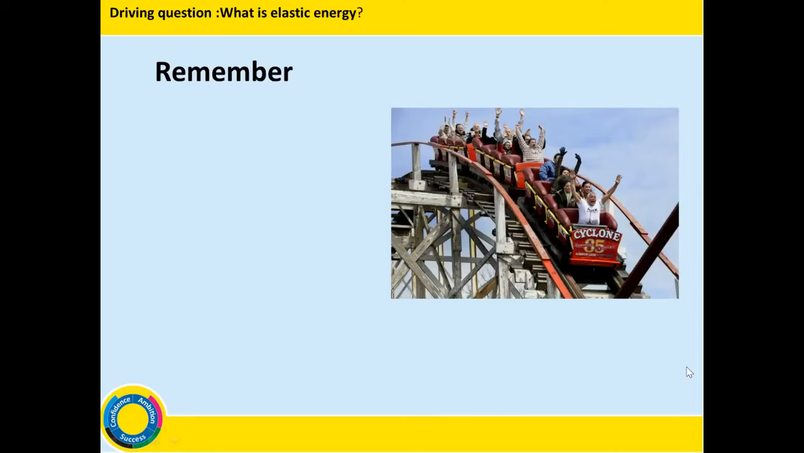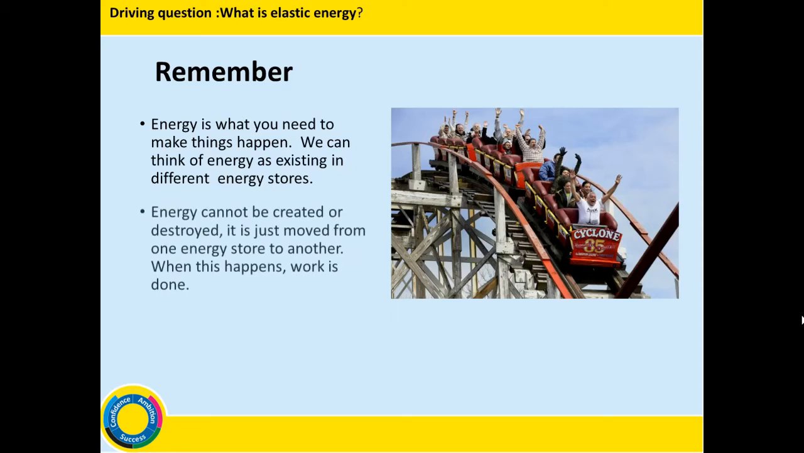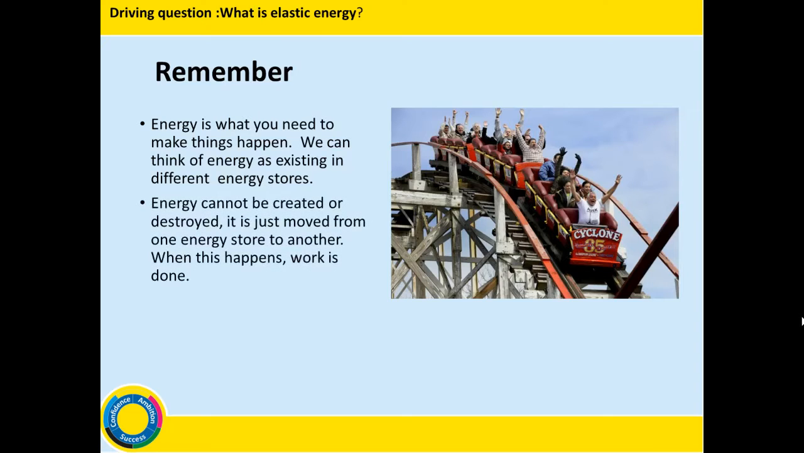First of all, a couple of things about energy. Definition of energy: energy is what you need to make things happen. It's also sometimes defined as the ability to do work. We can think of energy as existing in different energy stores. There are 8 different energy stores. Energy cannot be created or destroyed. It's just moved from one energy store to another. When this happens, work is done. Work, like energy, is measured in joules.